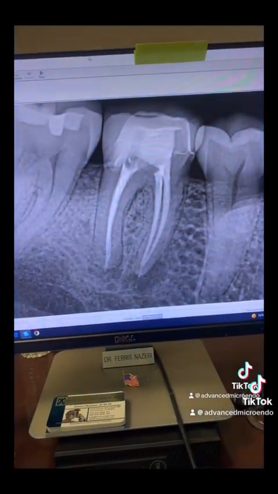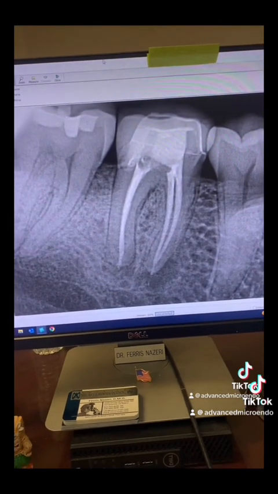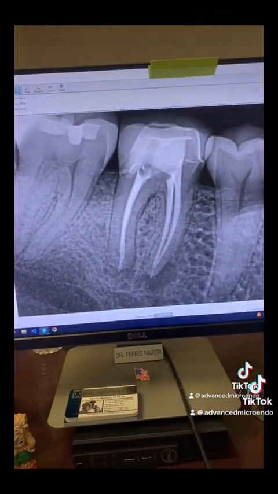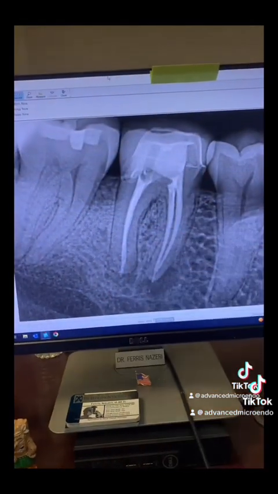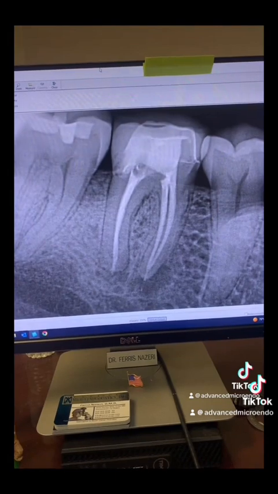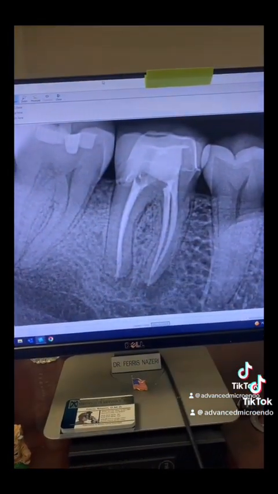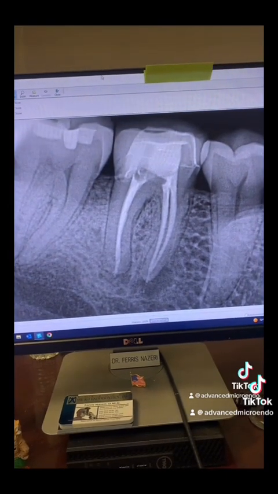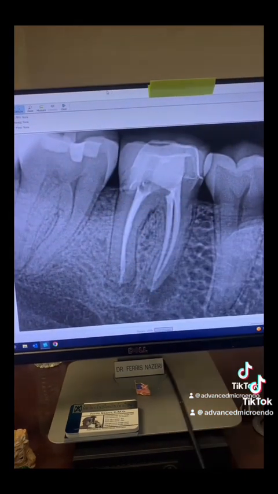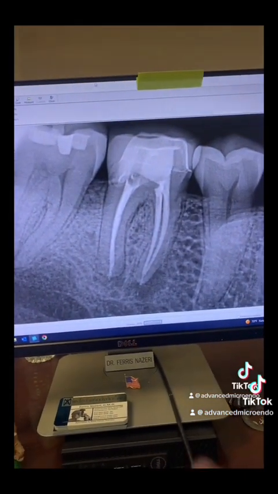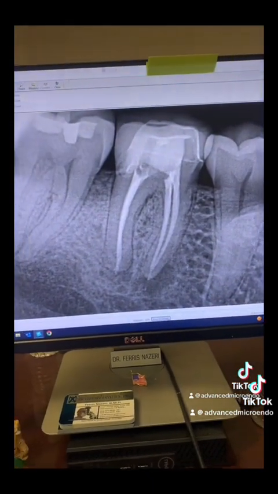I examined, checked the contact there between 30 and 31, and the contact was light, and the patient confirmed that that area would collect a lot of food. So for that, he would very likely need to be referred to a periodontist. There's a procedure called pocket reduction, and the periodontist can do that to get rid of that deep pocket there. But as far as the root canal goes, this root canal unfortunately has failed.